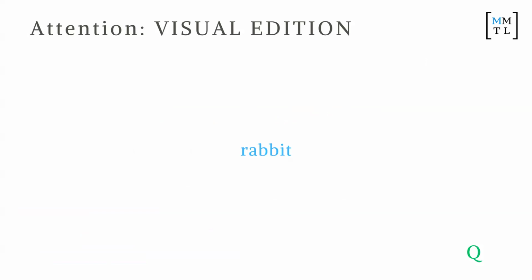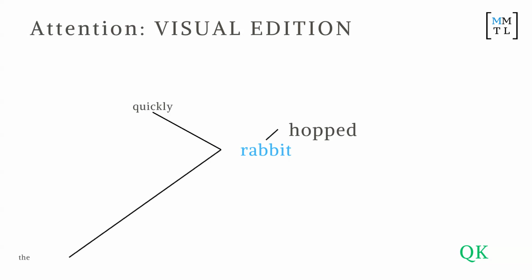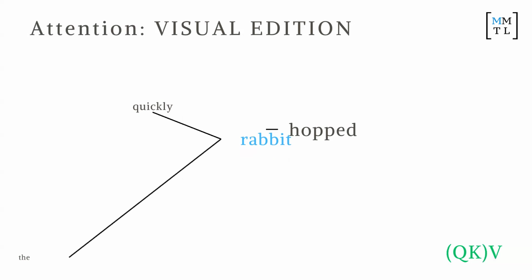The very first step is we have the query, rabbit. We then look at the surrounding sentence. This is where we introduce the keys. And we realize that hopped seems to be the closest to rabbit, quickly is the next closest to rabbit, and the is really far away from rabbit. Based on that, we draw these connections here, and then we put greater emphasis on the ones that are closest to us. Does that make sense? And then we update rabbit by bringing it closer to the most important words.